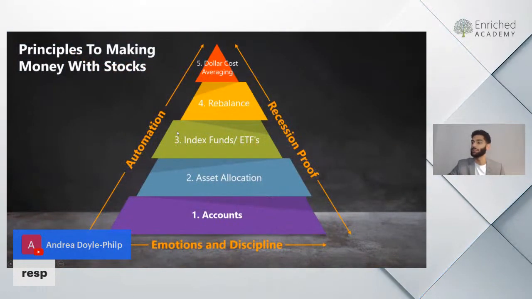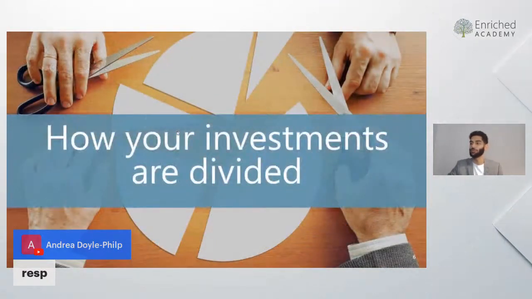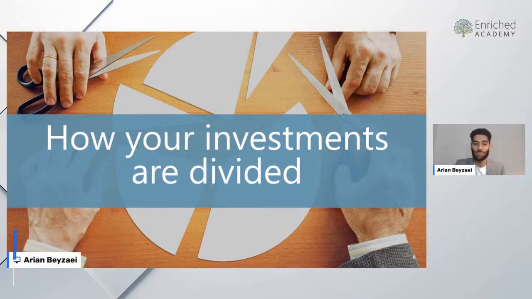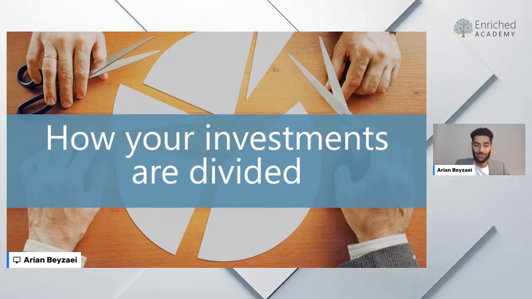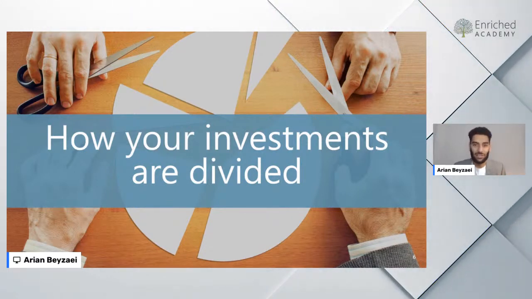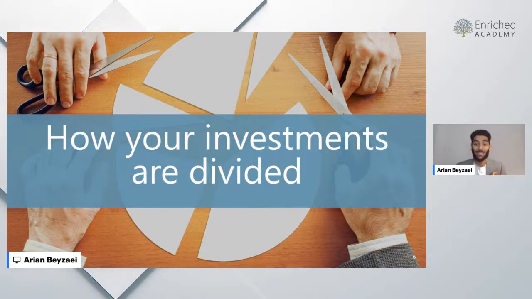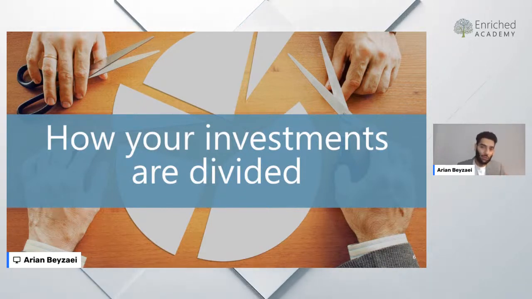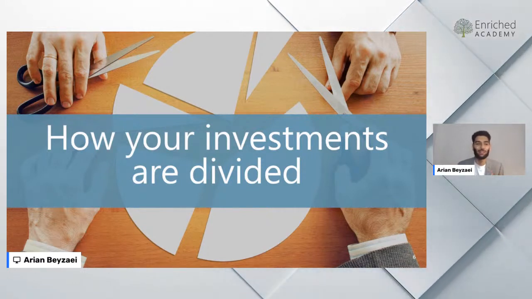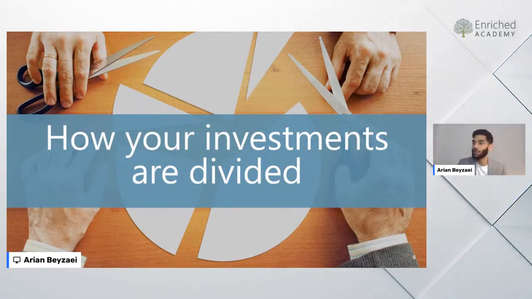All right, let's go to step number 2, which is your asset allocation. Your asset allocation is basically how your investments are divided, how they're organized. So everyone here has a different asset allocation, and your asset allocation is going to change based on your age and your risk tolerance. So as an example, my asset allocation is very aggressive. I have a lot of my money in stocks, very little in safe investments. So I'll give you an example of what your asset allocation can look like.